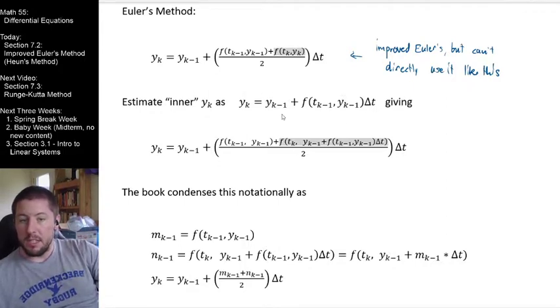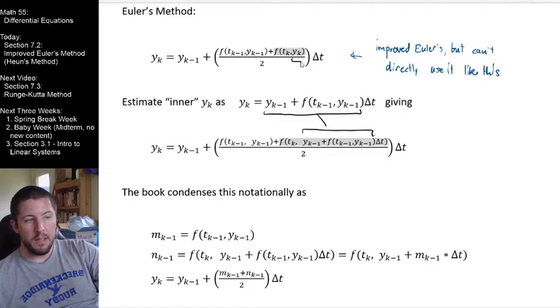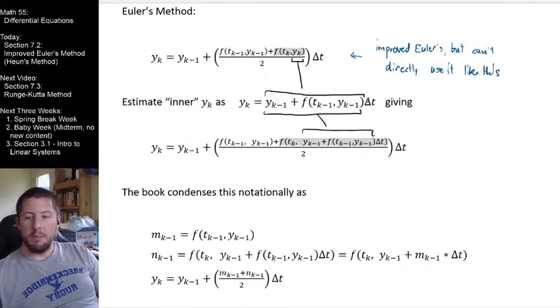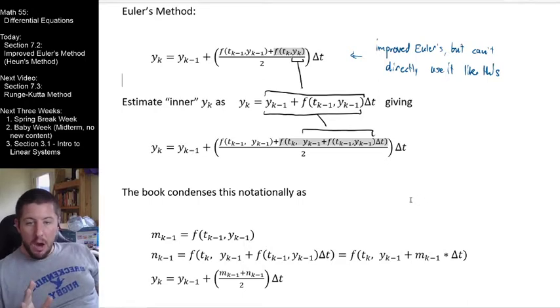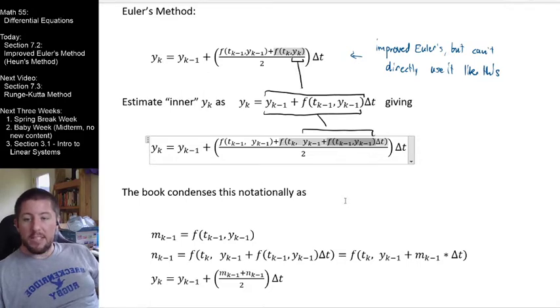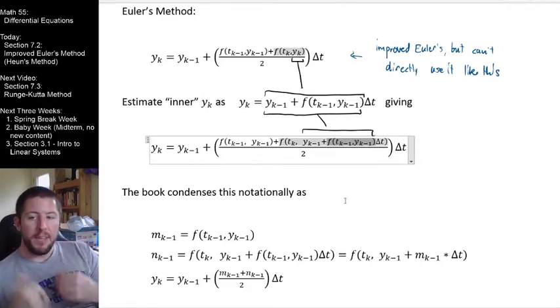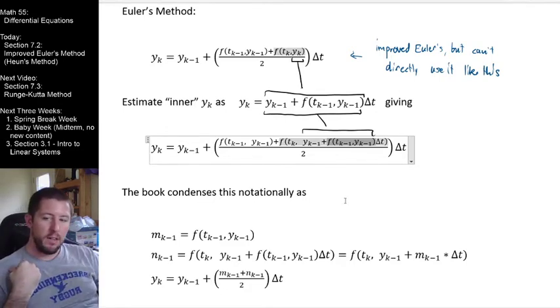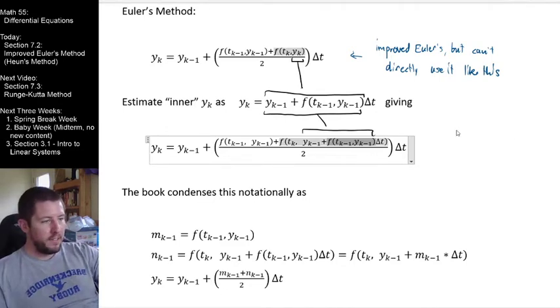And I'm therefore going to substitute in this expression here. I just subbed it in for y sub k in the previous thing. That's all that happened: y sub k became the Euler's method estimate for y sub k. Now, the thing you should be noticing is that this f of t sub k minus 1, y sub k minus 1 is sort of like our slope at our current location. I'm thinking of current as k minus 1 and our next as sub k.